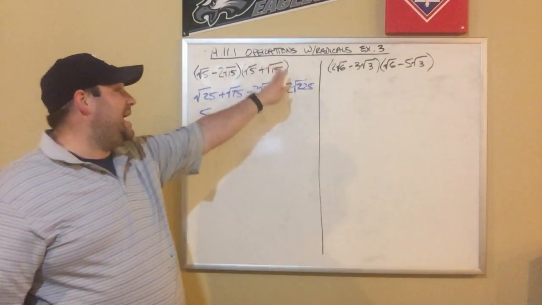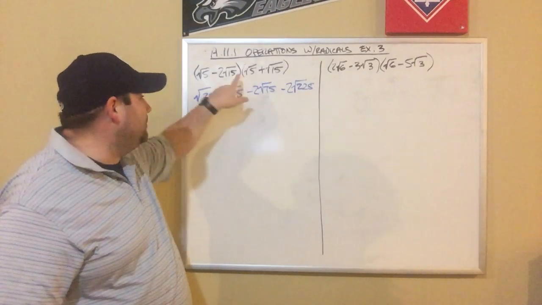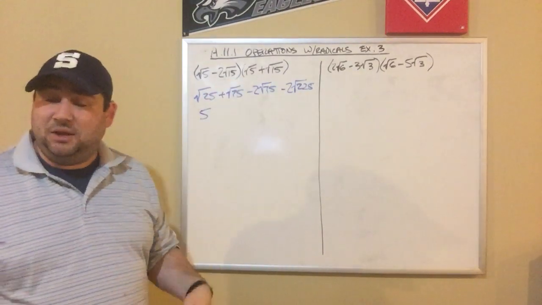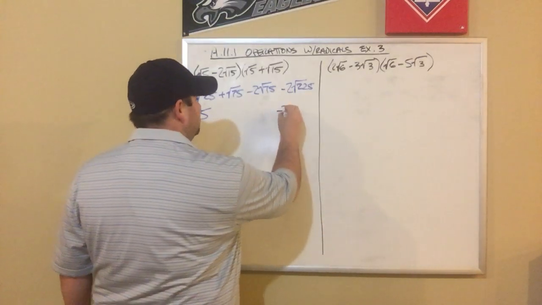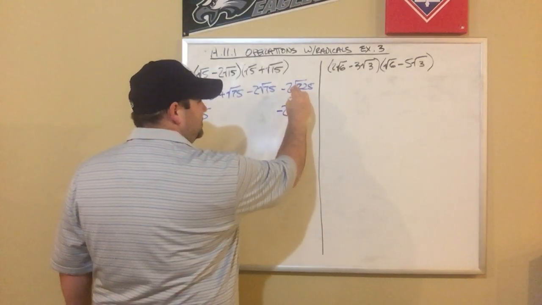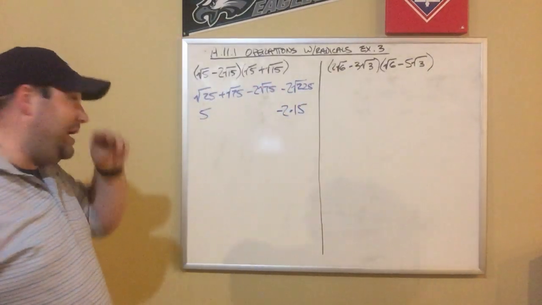The same thing is going to happen over here. I got a square root of 225 because I multiplied 15 times 15, which gave me 225, which is also a perfect square. So this is going to be minus 2 times the square root of 225, which is 15. Both of those roots end up going away.